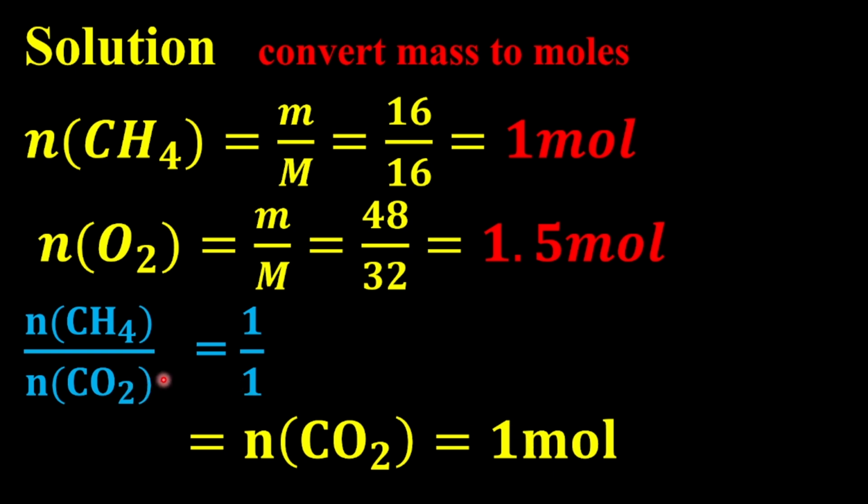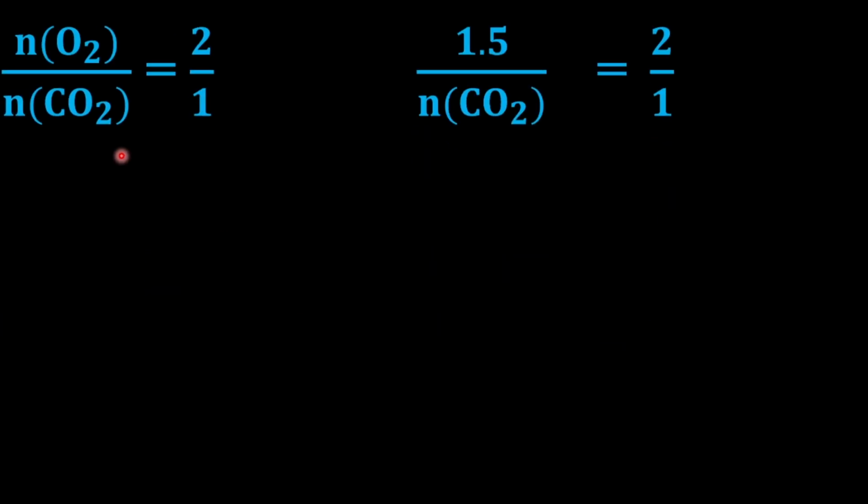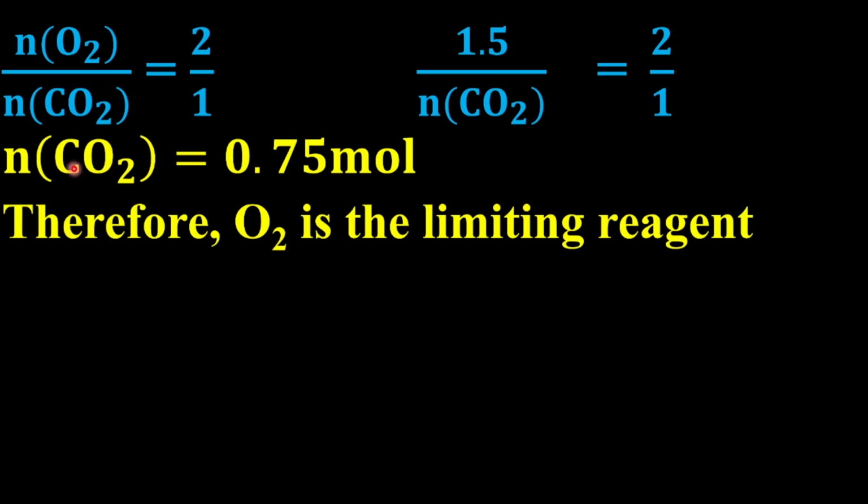Now let's write between oxygen and CO2 and see what we can also get from that. So between N of O2 and N of CO2, the ratio is 2:1. So in the question, we had the mole of O2 to be 1.5 over N of CO2, which is the product, is equal to 2/1. So when you divide, you are going to get N of CO2 to be equal to 0.75 mole.